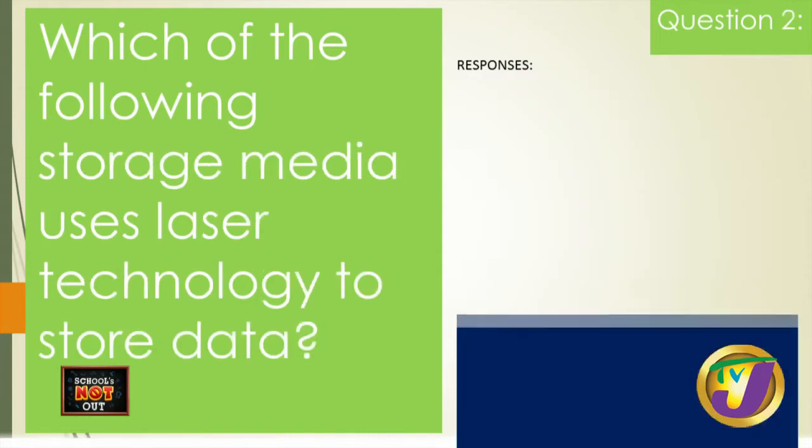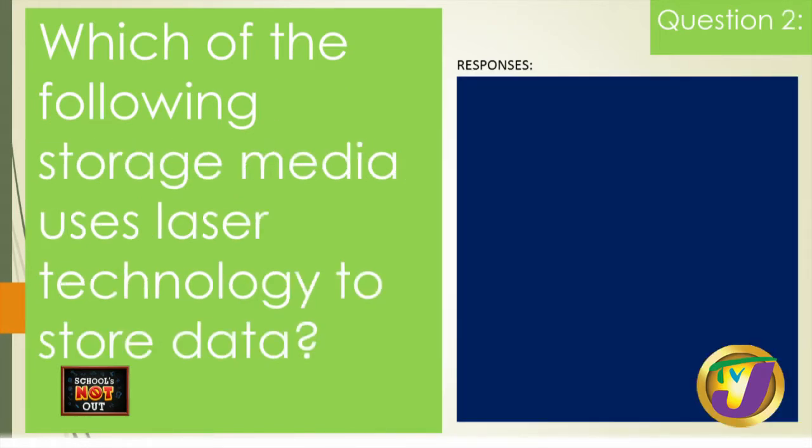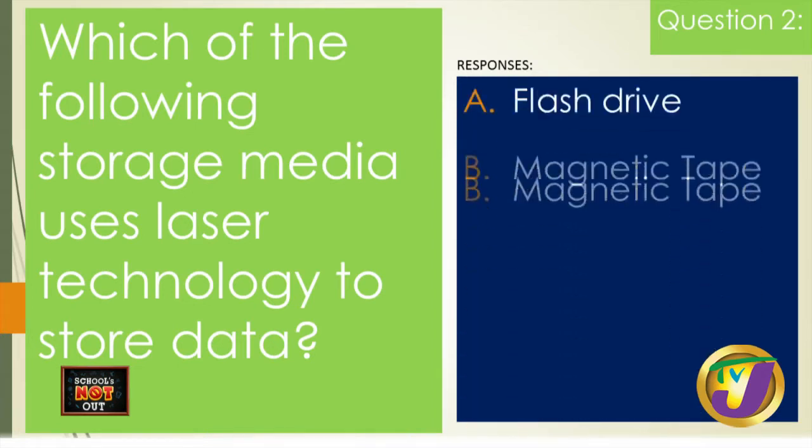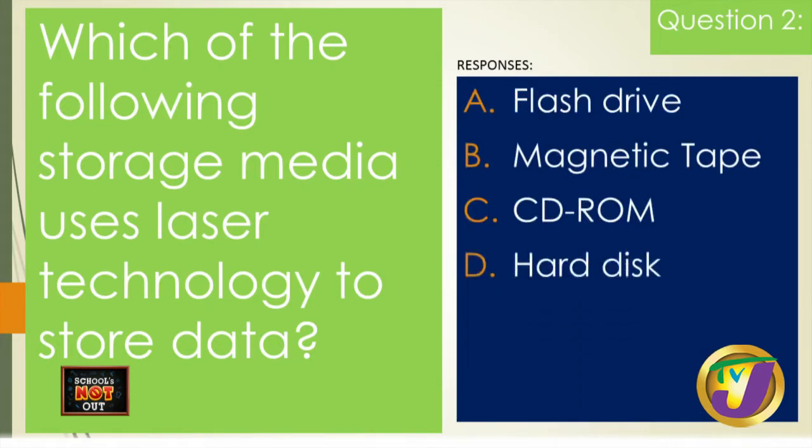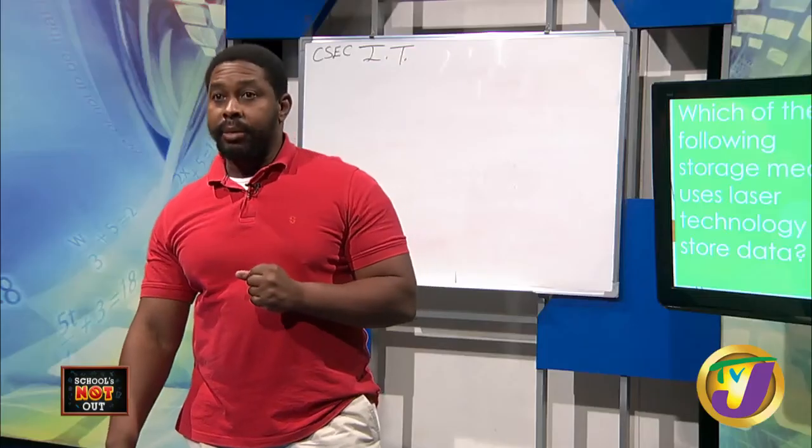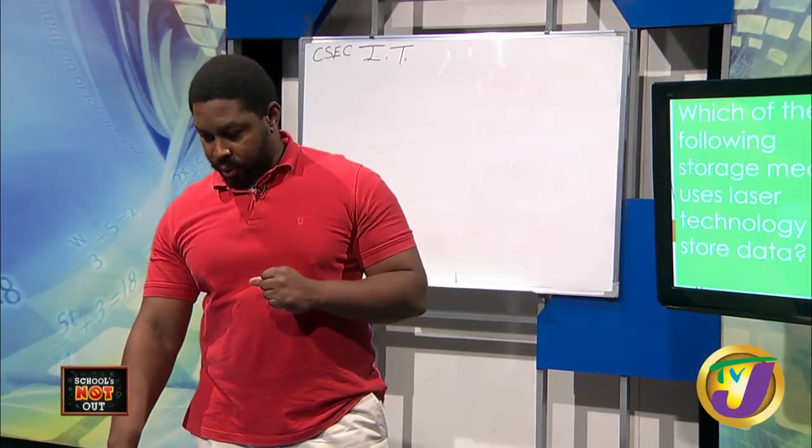All right. Question number 2. Which of the following storage media uses laser technology to store data? Is it A, flash drives, B, magnetic tape, C, CD-ROMs, or D, hard disk? And laser, we know, has to do with light. The only one there that works with light, it seems, would be CD-ROM. Everything else is magnetic media. So CD-ROMs are the ones that work with laser light.